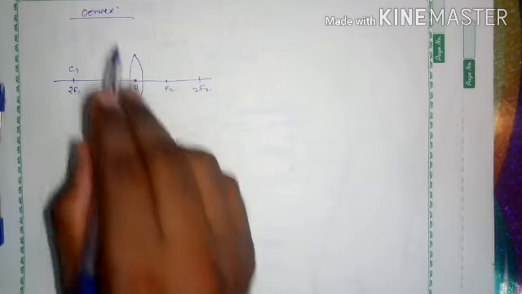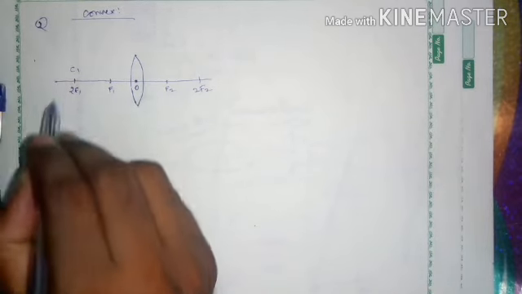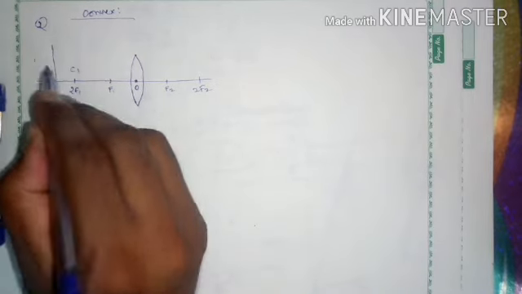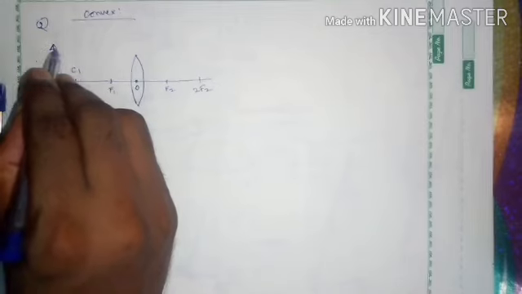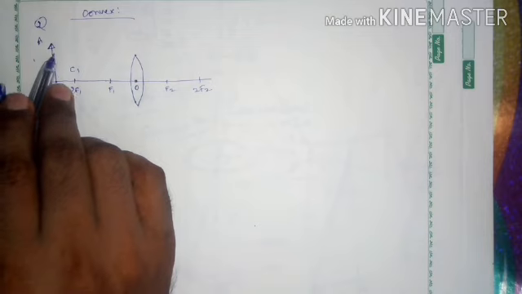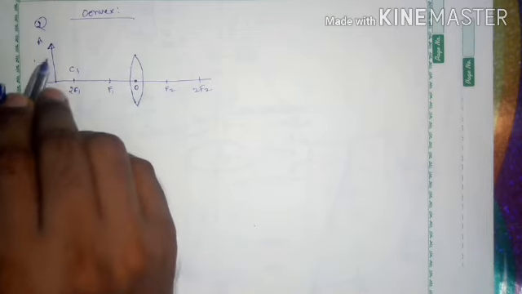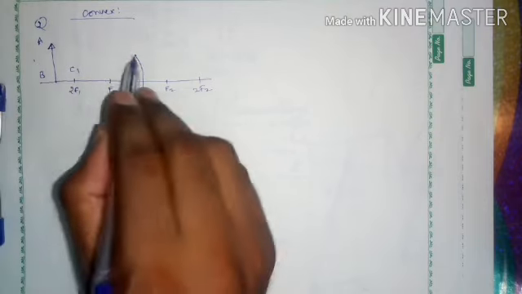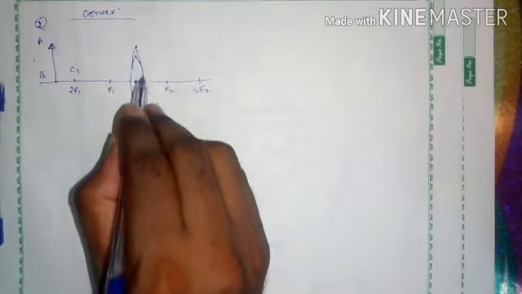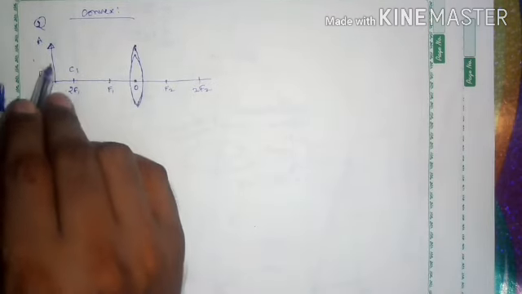And for the convex lens, draw the ray diagram. In the first case, the object is placed at infinity, and in the second case, the object is placed beyond 2F1. So you always take it like this, beyond 2F1. So this is the object AB. In order to find the image, we have to take any two rays. The first one is the parallel ray.